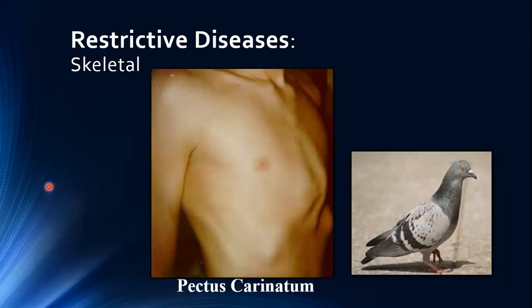Pectus carinatum is also known as pigeon chest, right? Look at this. His chest and his sternum are coming outward, right? It's like a pigeon walking around with his chest poked out. That also causes a restriction on the lungs. They cannot expand normally because of the frontward curvature of the chest. This is called pectus carinatum, pigeon chest.